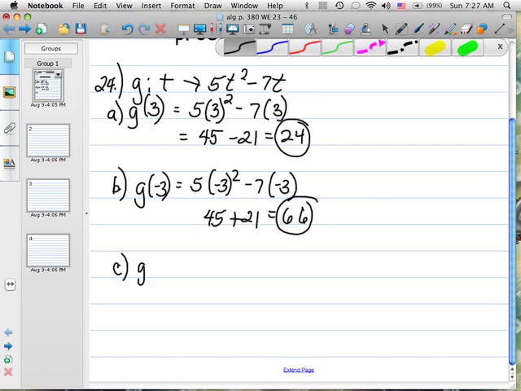And then C, g at 0. So that's going to be 5 times quantity 0 squared minus 7 times 0. Everything goes to 0, so we have 0.